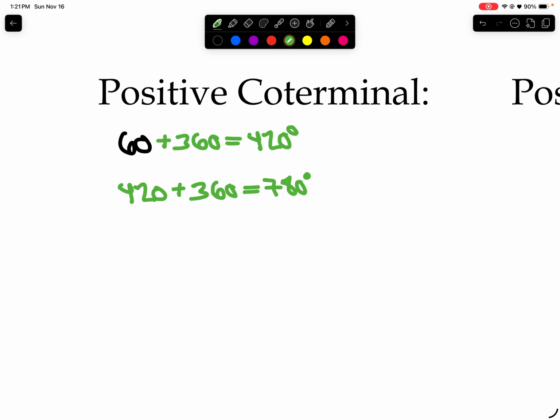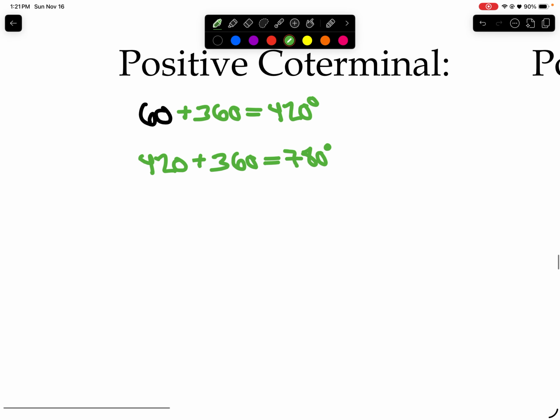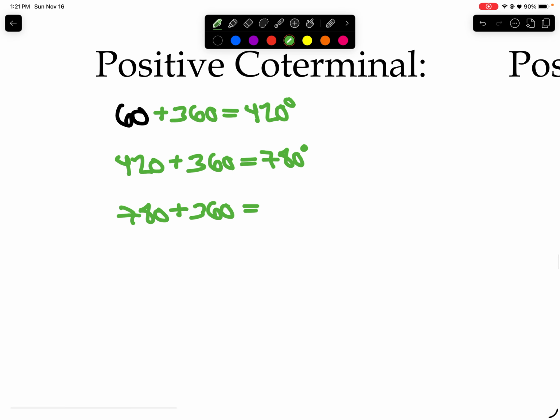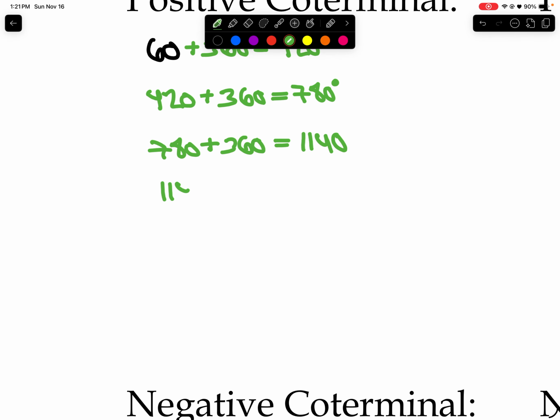And with coterminal angles, there's no limit. You can just keep adding 360. I just told you to find 2, but I could technically tell you to keep going. So 780 plus 360 gives you 1,140. Then 1,140 plus 360 would be 1,500, if I do math correctly. Like I said, it's just going to keep going. There's no limit to how many coterminal angles you can find, but I'm just going to have you find 2.